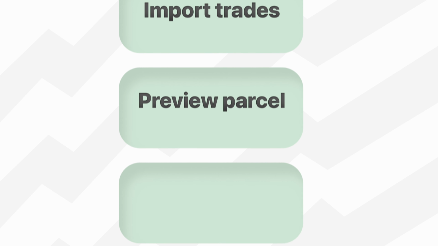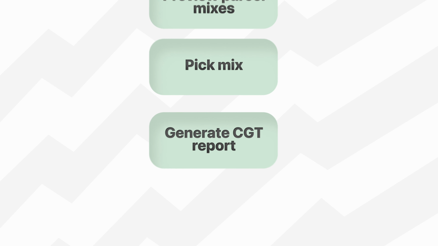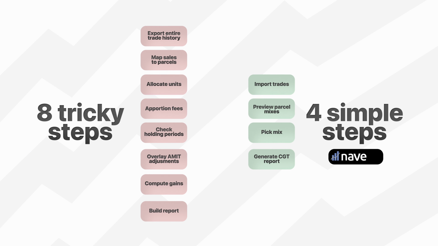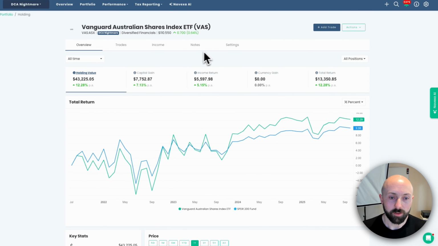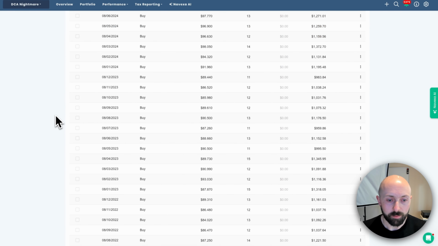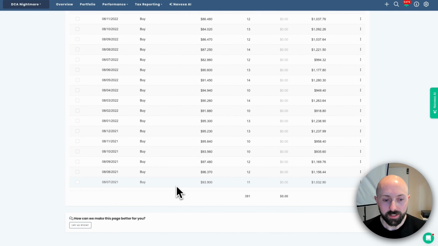The automated way is you import your trades, preview the parcel mixes, pick the mix that fits your goal, and generate a CGT report that matches the preview. Let me show you. So in Navexa, we've gone into our VAS holding, and if you look at the Trades tab, you can see all the different parcels that we've opened up for the last several years.